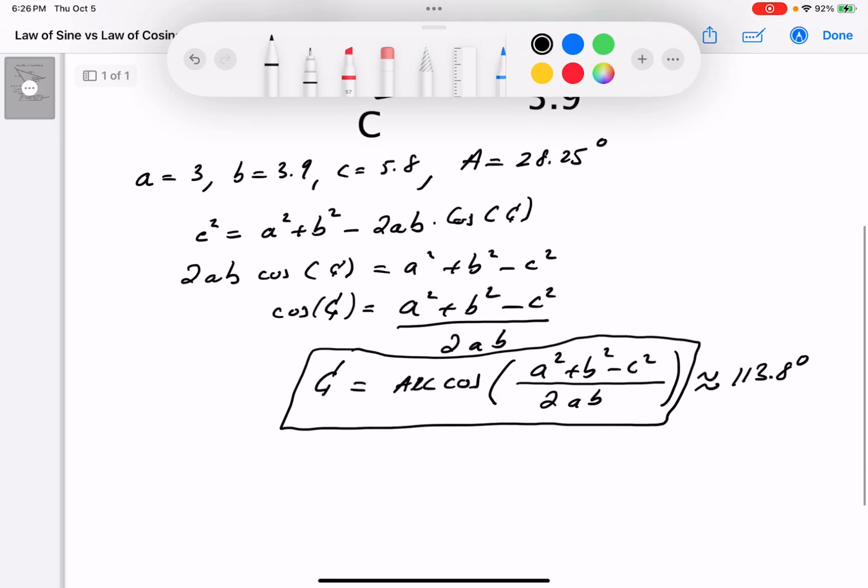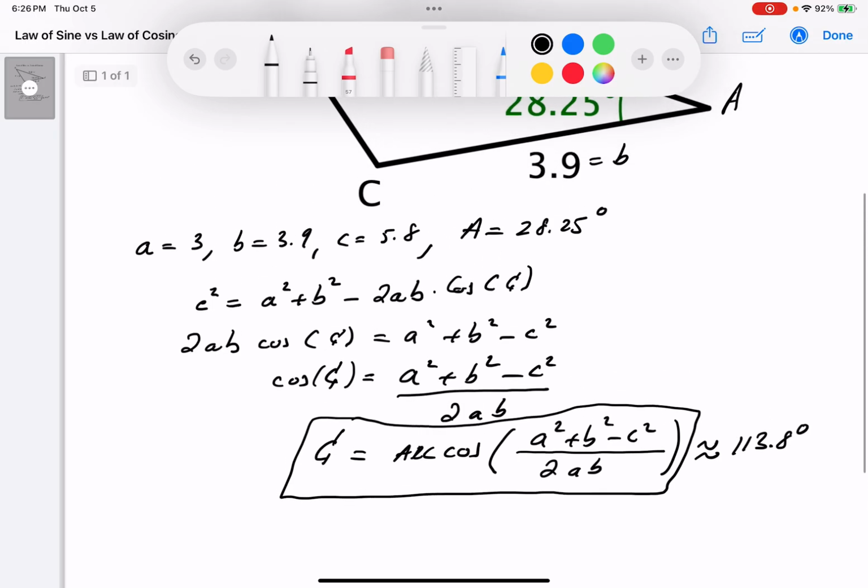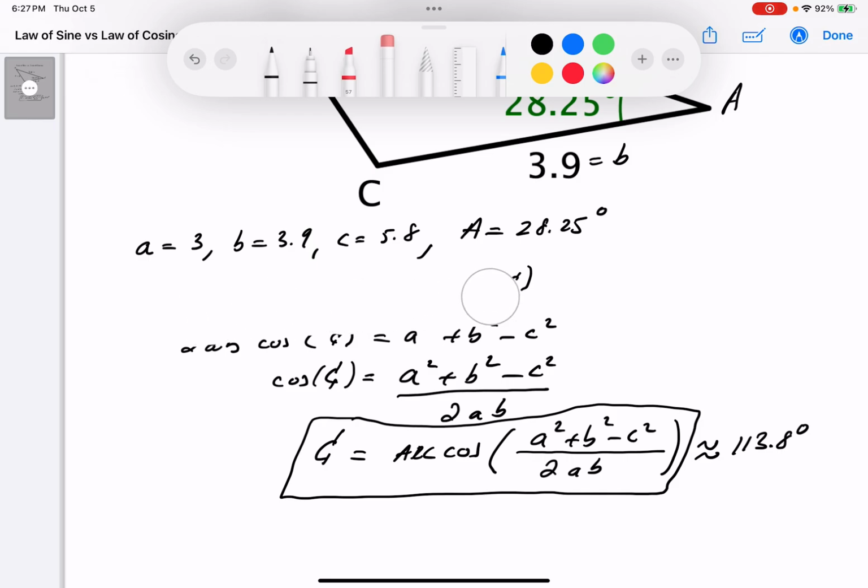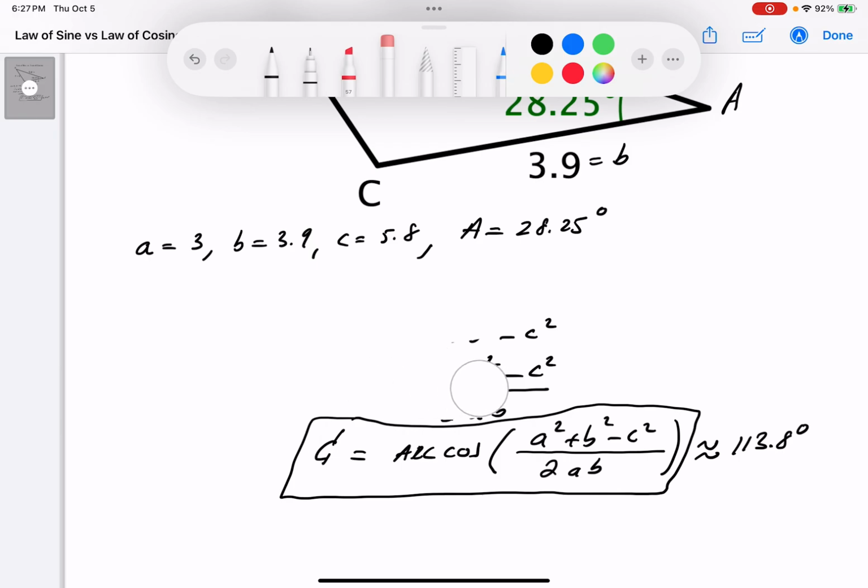But a lot of students say, I don't want to do that. I want to use the law of sines. There's trouble with it, though, and I want to go through that with you. So I'm going to erase this business over here, which was using the law of cosines, and I'm going to use the law of sines. I want to warn you about this, though.